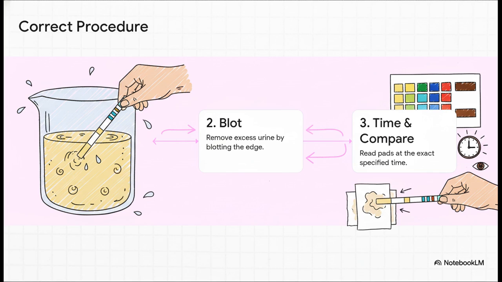1. Dip. Dip the entire strip into a well-mixed sample, but do it briefly. 2. Blot. Pull the strip out and immediately blot the edge of the strip on something absorbent. This gets rid of excess urine. 3. Time and compare. This is crucial. Hold the strip flat so the colors don't run into each other, and compare each pad to the color chart at the exact time the manufacturer tells you to. Timing is absolutely everything here.